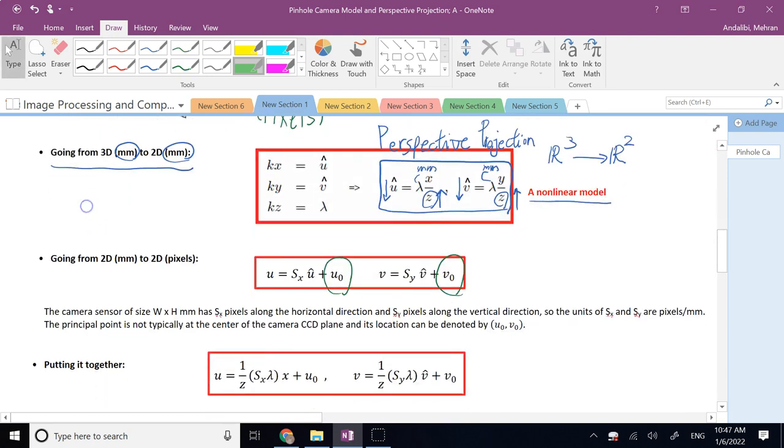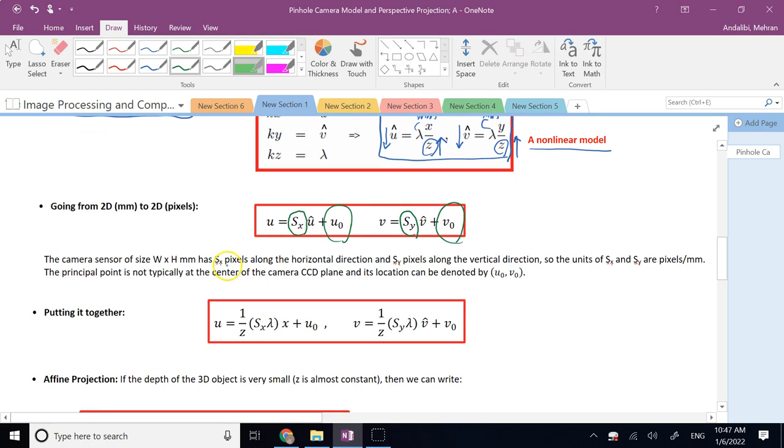This is done through two new parameters. We call them SX and SY. What we do is multiply U hat and V hat by SX and SY, and then add to them U naught and V naught. Now, what are SX and SY? They are the number of pixels per each dimension of the physical retina.